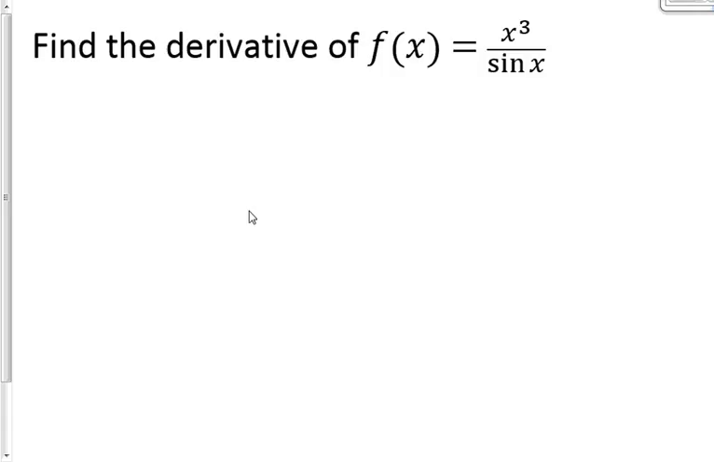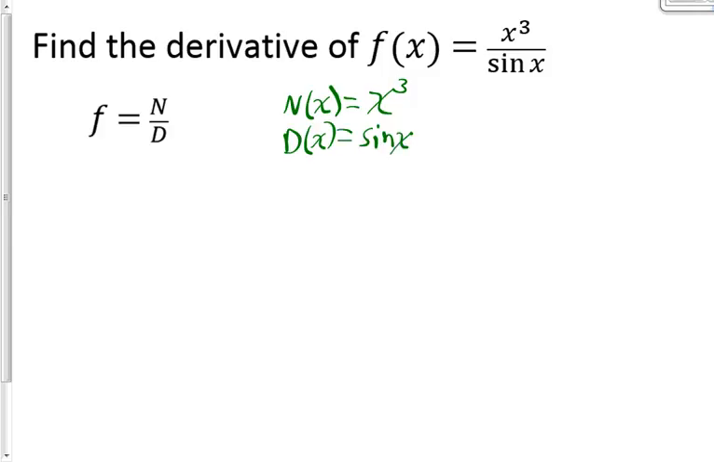All right, so let's take a look. So here we have it. Here's a function, f. This function is defined as x cubed over the sine of x. So that's one function divided by another one instead of multiplied, divided. So we just have to identify our n and our d. Well, n of x, the numerator, is x cubed, and d of x, the denominator, is the sine of x. So we have those two functions, and f is defined as n of x over d of x.